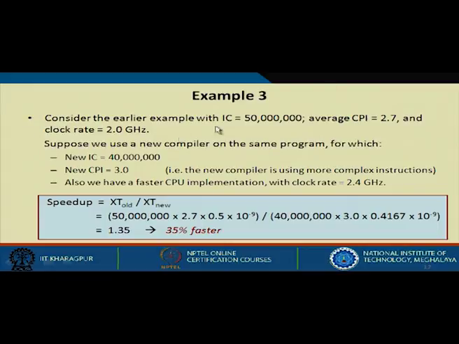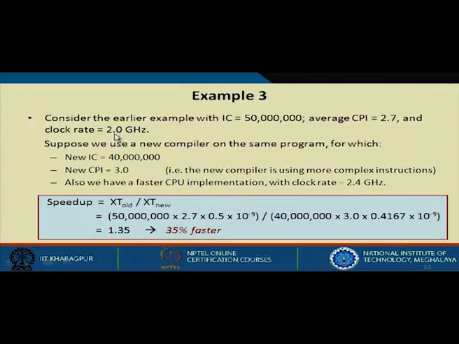Let us take another example, where we consider the earlier example with an instruction count of 50 million, average CPI of 2.7 and clock rate of 2 gigahertz. Suppose we use a new compiler on the same program for which the new IC is 40 million and the new CPI has also increased, which is 3. Also, we have a faster CPU implementation with a clock rate of 2.4 gigahertz.